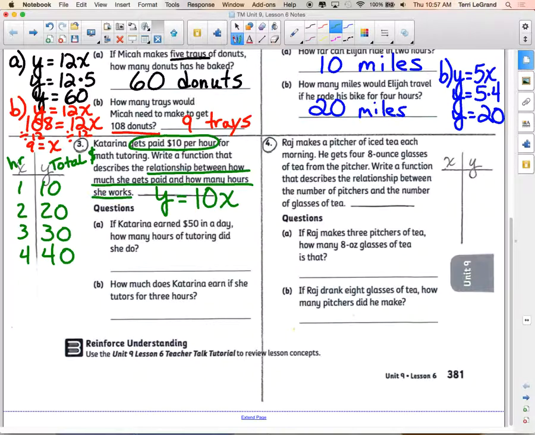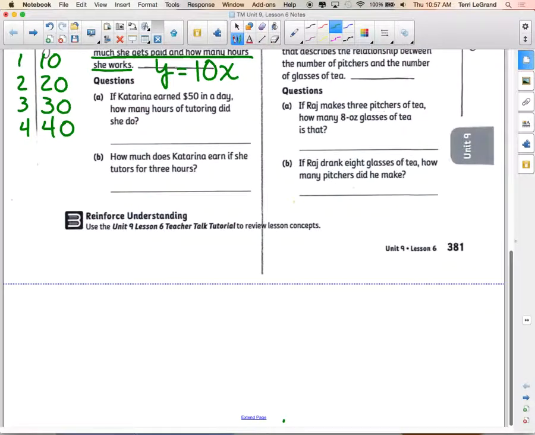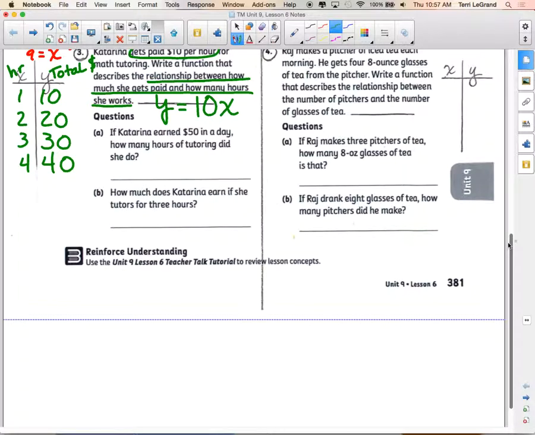Multiply by 10. 10 times the x gives us the y. Okay, so it says, if Katerina earned $50 in a day, how many hours of tutoring did she do? So let's go over here and do our work for A, because we're not going to put it in our table. We're going to use our equation and get practice with that. Y equals 10x is our equation.